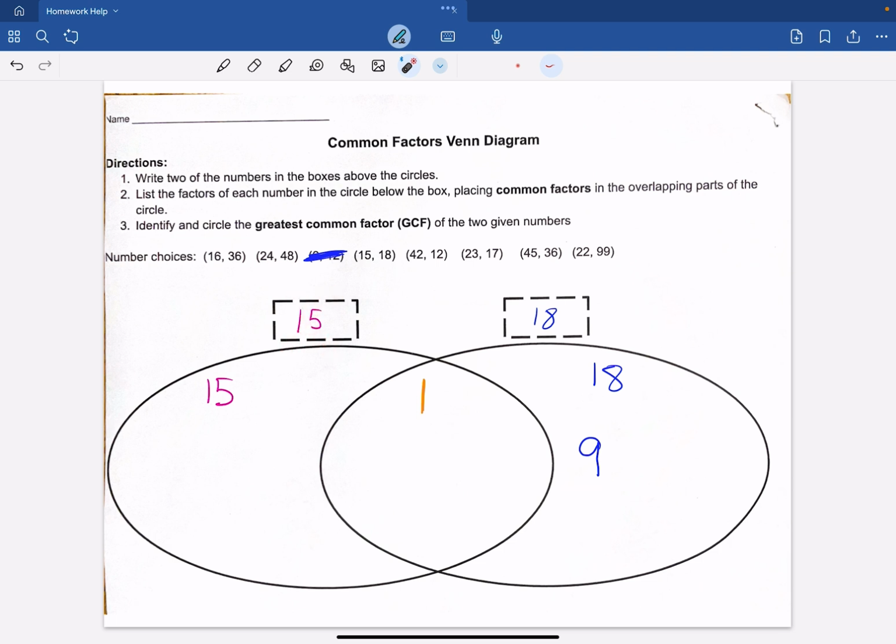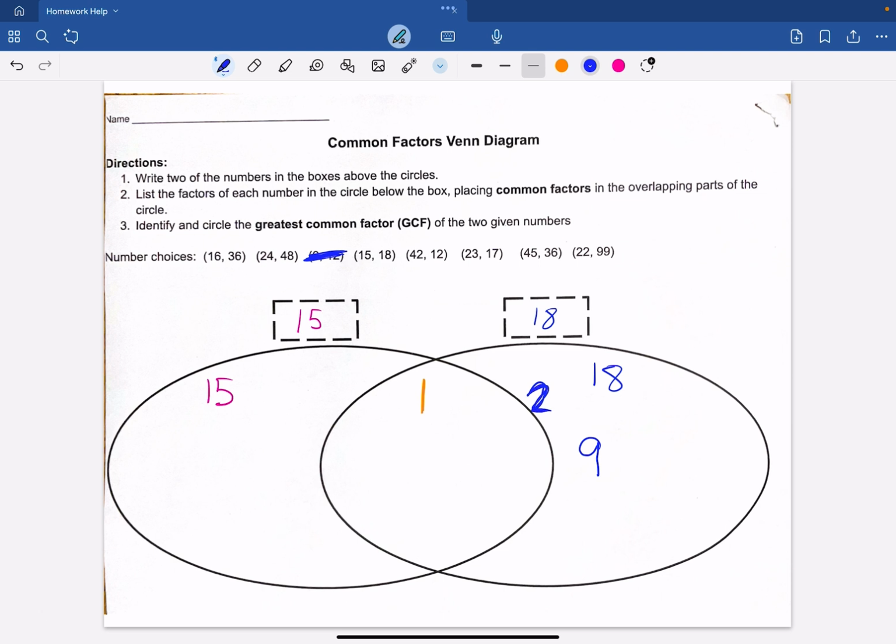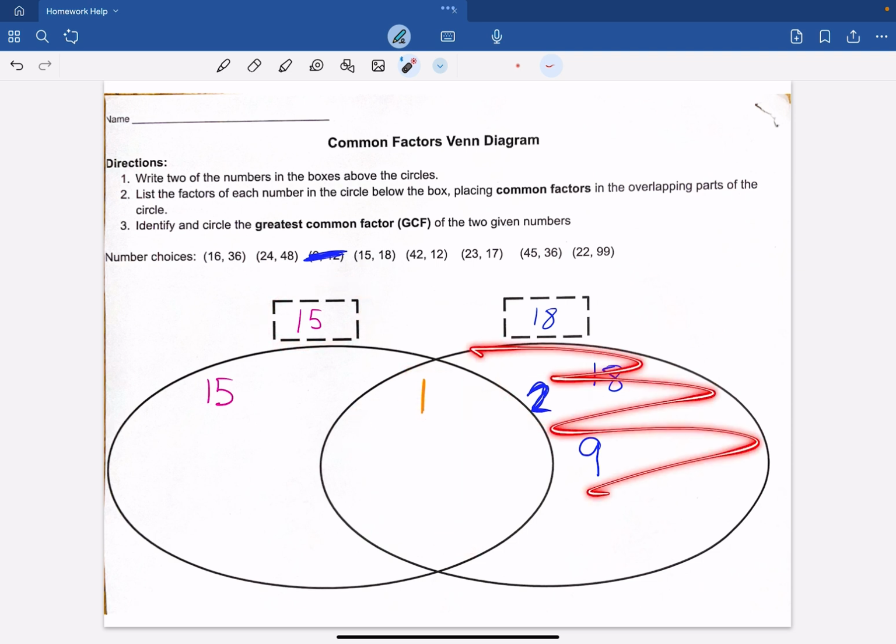All right, and then we said 2 times 9 is how we got to 18. So 2 is also going to be a factor of 18. But I cannot do 2 times anything equals 15, so it does not go in the middle. It only is a factor of 18.